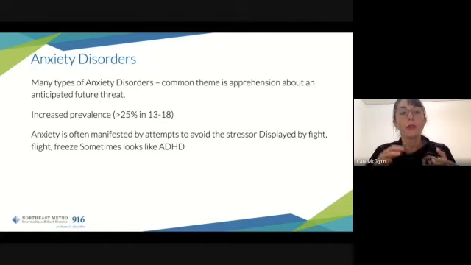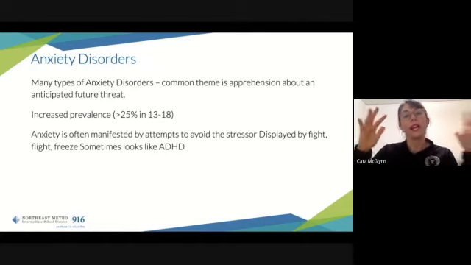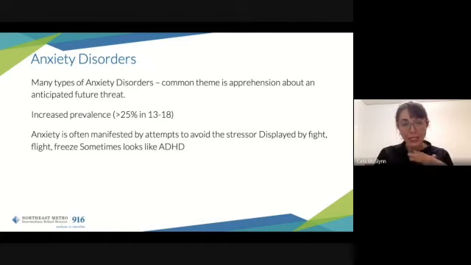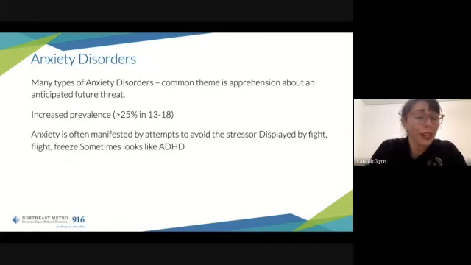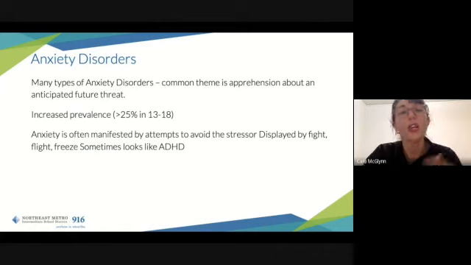And under that umbrella of anxiety disorders, there's actually a lot of different diagnoses that I'm not going to get into today. If you're interested in that, you can certainly ask. But I think it's just important to know a little bit more about some of the umbrella disorders that we see in schools. Again, just to fill your toolbox.